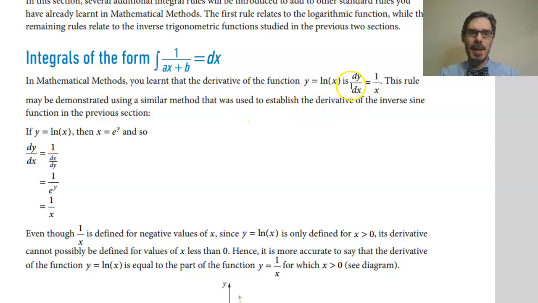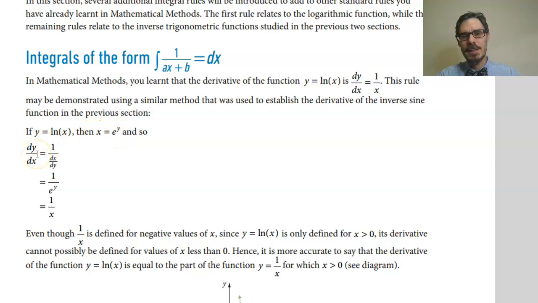But I do want to talk about the derivative of log being 1 over x, because your job in specialist maths at this point is to be able to integrate 1 over x to get log x. So let's have a look here. If y is log x, that means x is e to the power of y, where I am almost always talking about logarithms to base e, the natural logarithm ln. So if y is log x, then x is e to the y.